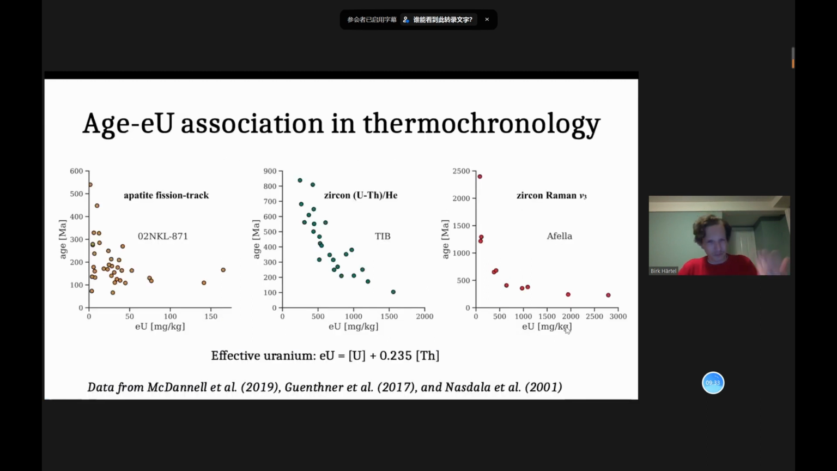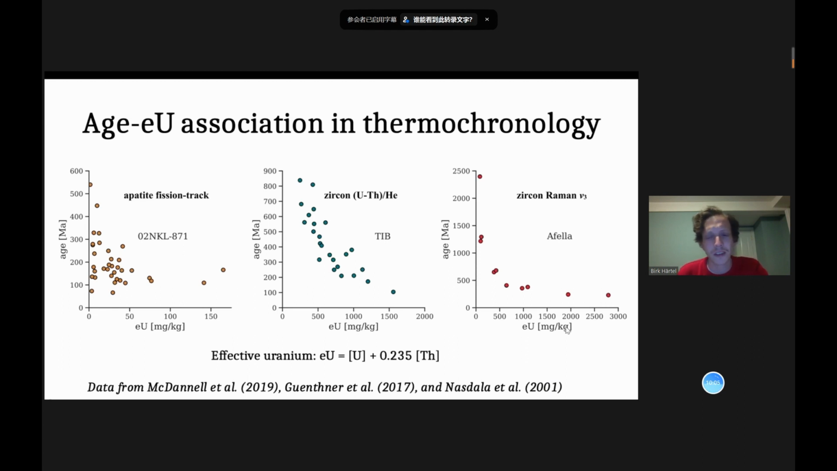First of all, I want to introduce you to the occurrence of age-eU associations. So eU, as I already showed you yesterday, is the effective uranium, or uranium and thorium concentrations recalculated to the decay rate of uranium. And it is often used in thermochronology as an index for monitoring the data.